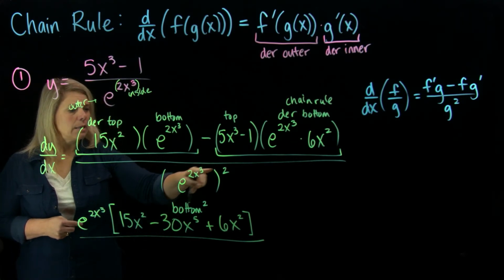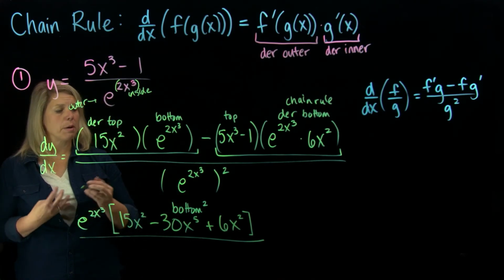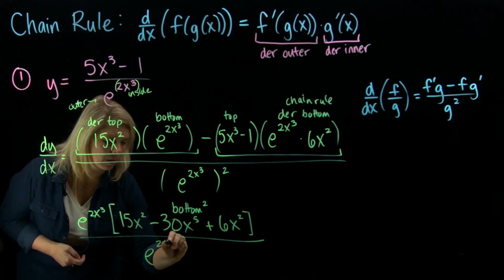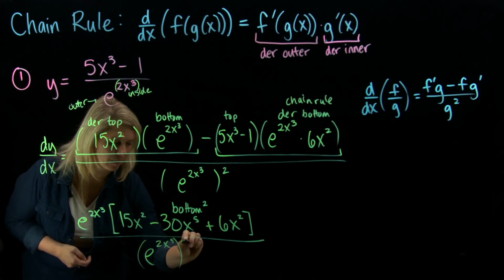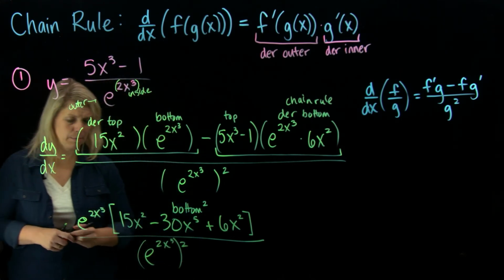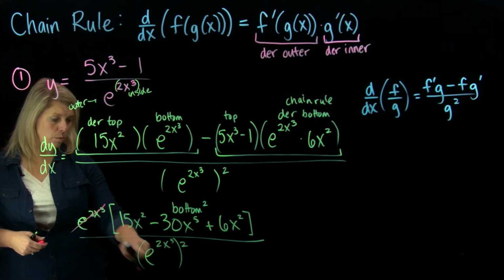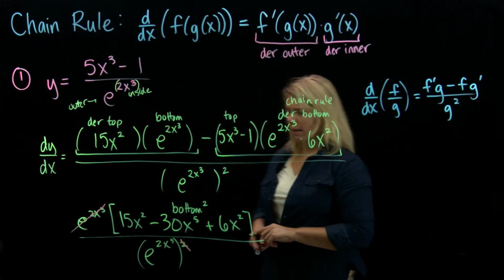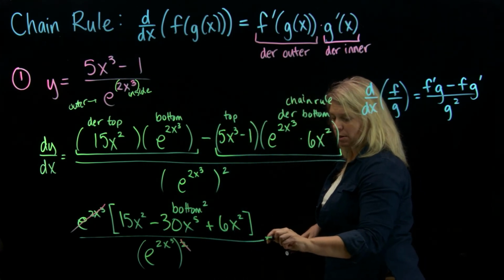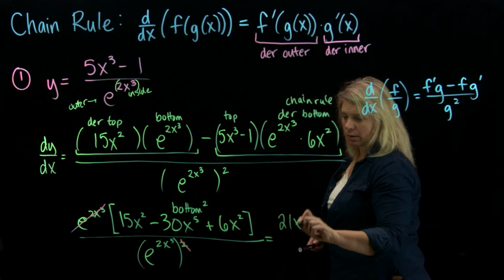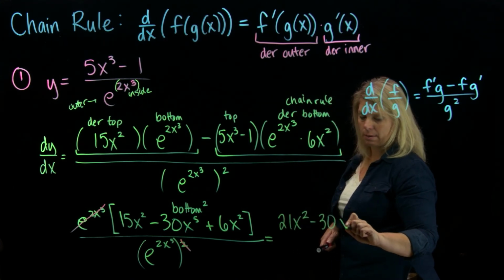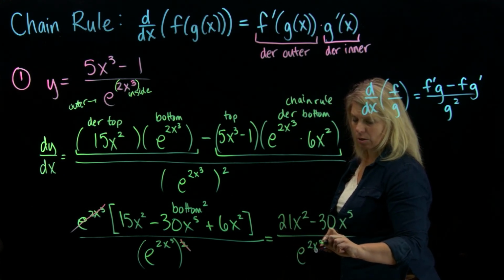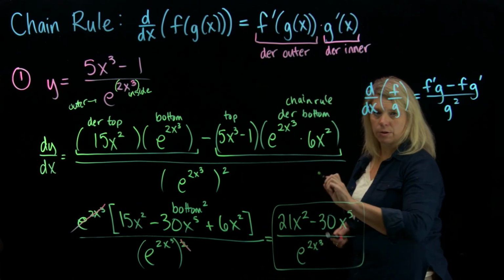And then I could go ahead and simplify this exponent on the denominator if I want, but my goal here really is to cancel one of these factors of e to the 2x cubed on the denominator with the factor that I have on the numerator. So I'm not going to worry about simplifying that, because my goal is to cancel one of them so that I'll be left with just one of those on the denominator. All right, I do have a couple of like terms I could go ahead and combine on the numerator now. 21x squared minus 30x to the 5th all over e to the 2x cubed. So there is a simplified version of our answer.